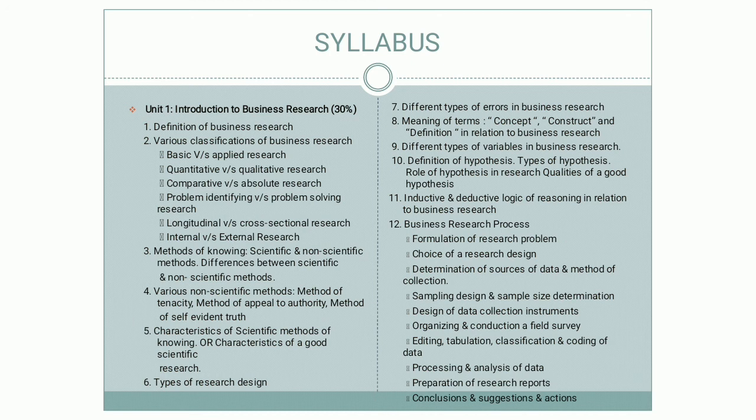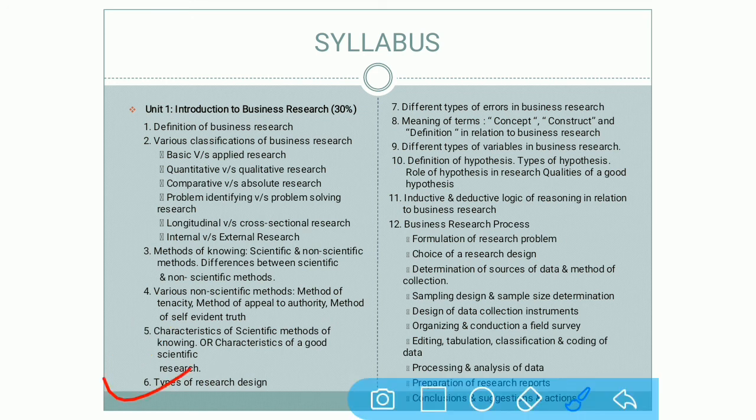Then number 4 is various non-scientific methods. The scientific method is direct, but there are various non-scientific methods of knowledge. There are 3 methods: method of tenacity, method of appeal to authority, and method of self-evident truth. Number 5 is characteristics of the scientific method or good scientific research. Number 6, types of research design.